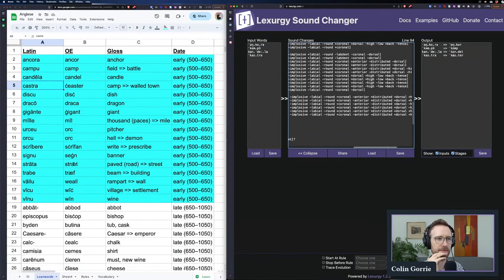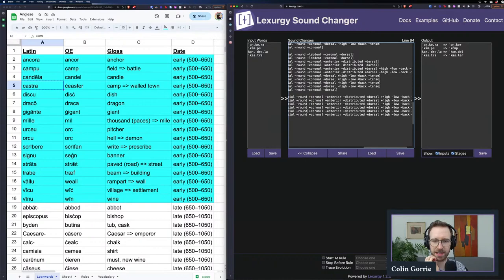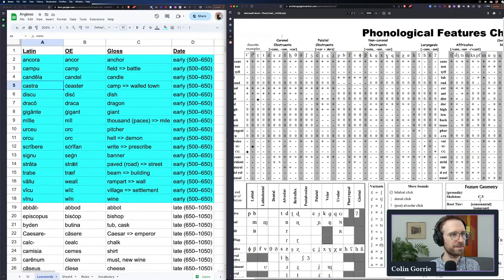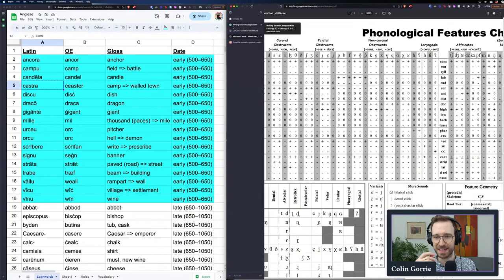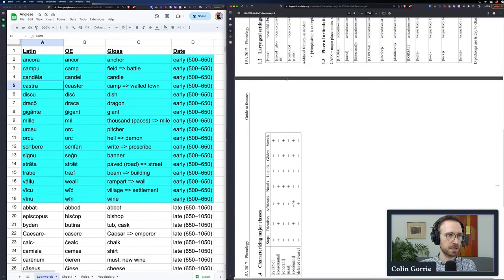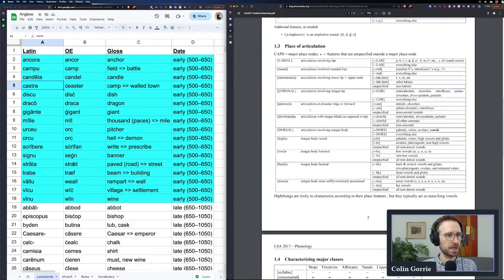Now, should it be anterior and distributed? I'm going to have to consult my notes because it has been a long time since I have dug into the details of the different coronals. Although if anyone in the chat can come up with a good answer, please do let me know. So let's go back. We need to find the minor place features for coronals. Anterior: articulation at the alveolar ridge or forward. Distributed: articulation with the tongue blade.